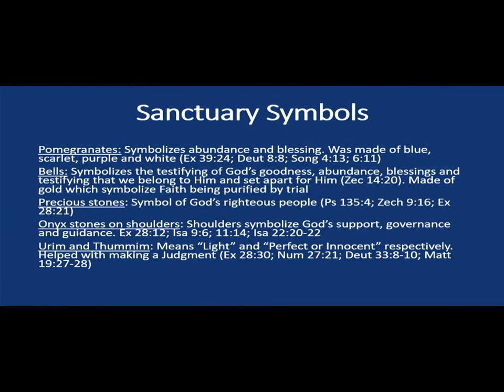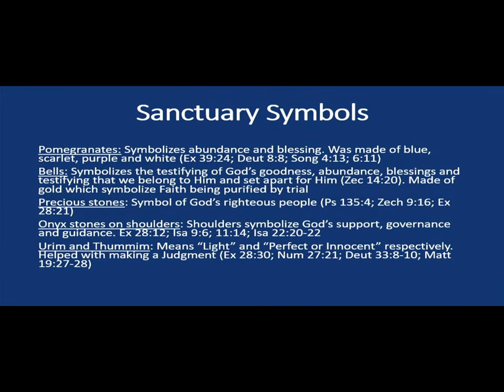Then what about the pomegranates? That was a difficult one. When I studied the book Songs of Solomon, this is where I found the beauty of the symbol of the pomegranates, because pomegranates are not used in Scripture very often. But they are used in the sanctuary and in the book Songs of Solomon, so there's a connection between the two. It symbolizes abundance and blessing. The pomegranates were usually in the colors blue, scarlet, purple, and white. I don't think it was white. I may make a mistake here, but it was definitely blue, scarlet, and purple at the bottom of the blue robe. So it symbolized abundance and blessing.